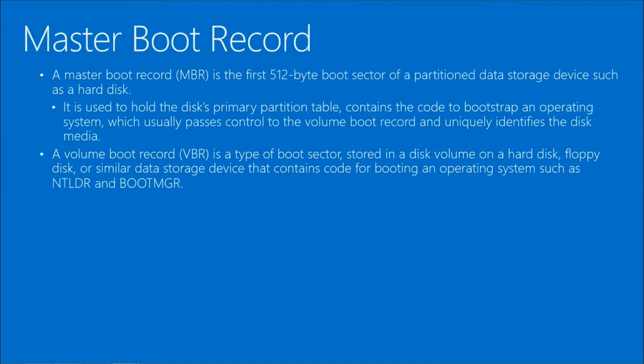The MBR, the master boot record, is the first 512-byte boot sector of a partitioned data storage device, such as a hard drive. Used to hold the primary partition table, how the disk is formatted, how you bootstrap into the operating system. There'll probably be a pointer to where the operating system information is held. So the files that tell a system how to load.